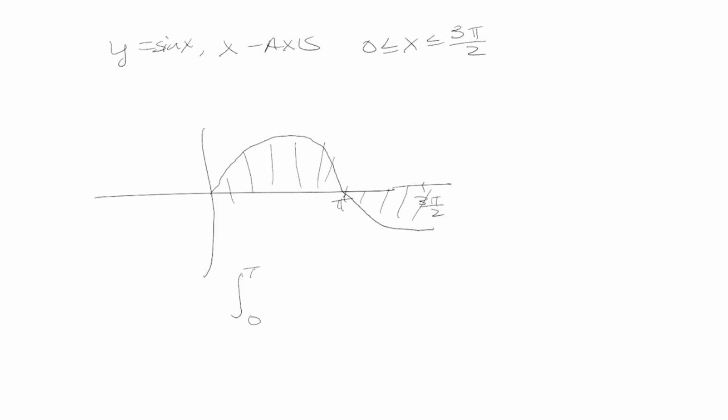From 0 to pi, sine is going to be on top. And then from pi to 3 pi over 2, what's on the top is the x-axis, so you do 0 minus sine x. So this is just negative cosine x from 0 to pi, and this is cosine x from pi to 3 pi over 2.